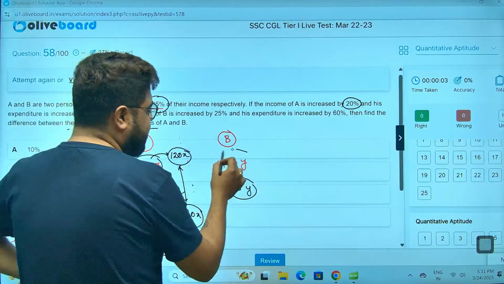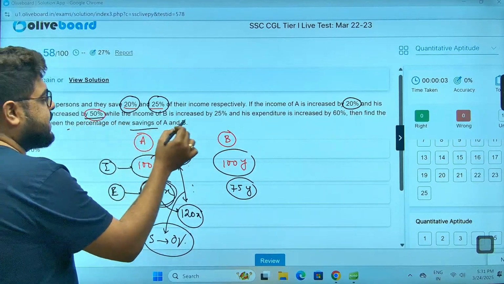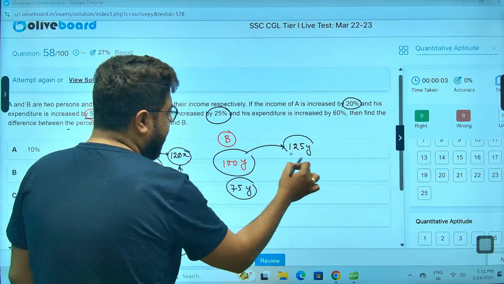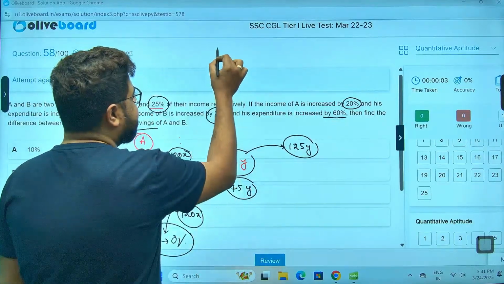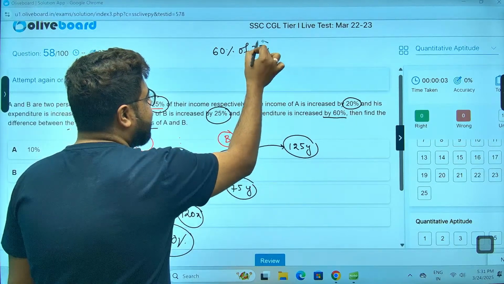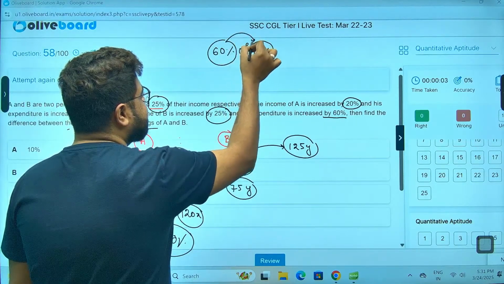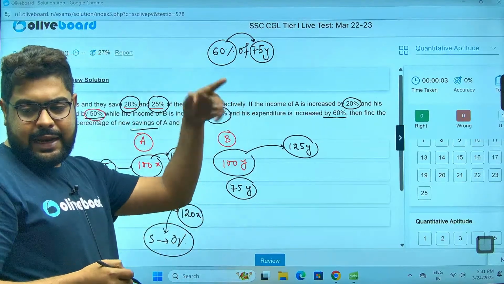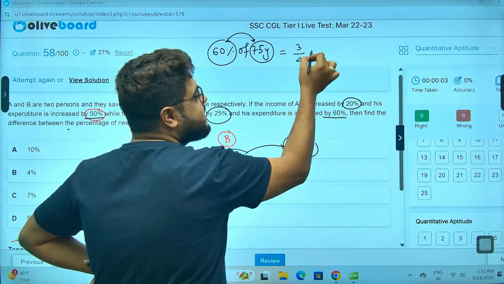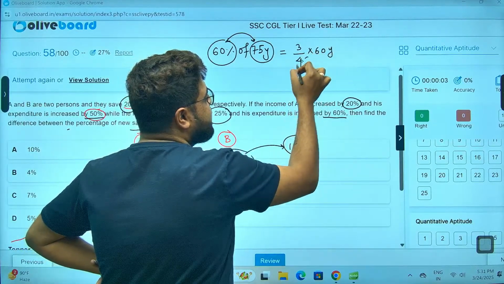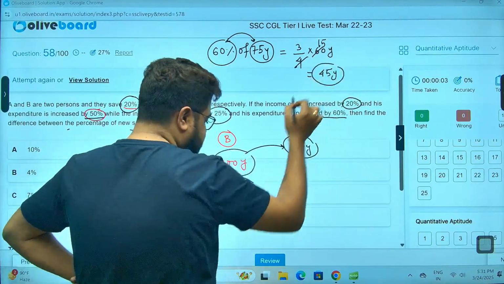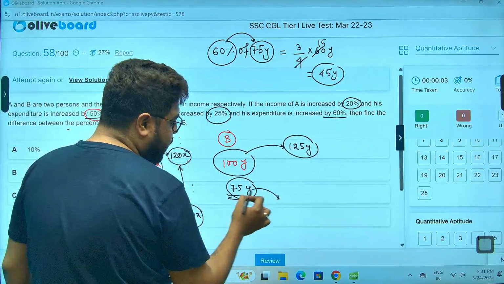Sir, what about B? B's income increased by 25%, meaning it became 125y. And expenditure increased by 60%. 60% means 60% of 75. Always understand this: I can interchange the percentages. We have just done that technique in another question. So it is 75% of 60. Why can I say that? 75% is 3/4 of 60. Calculation becomes much easier this way. That is 45y increment. It was 75y, increased by 45y.